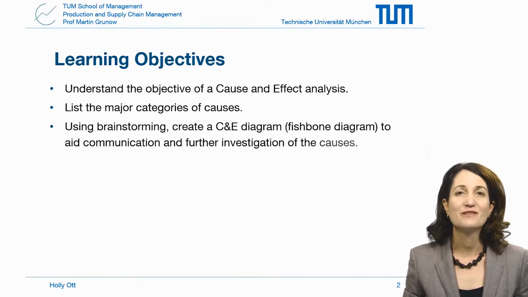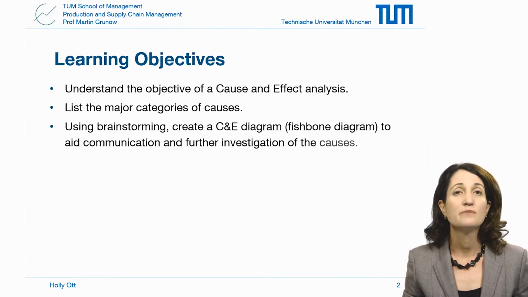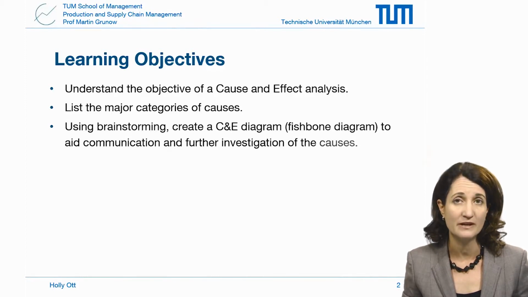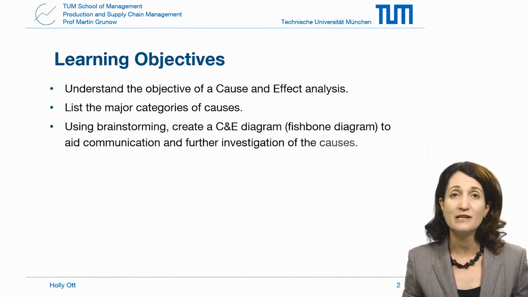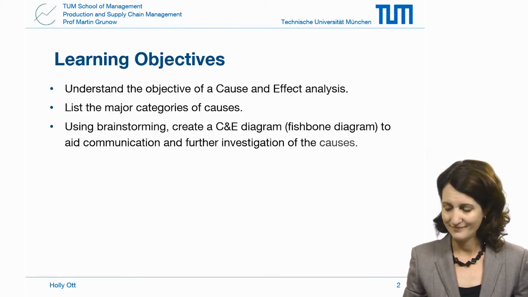The learning objectives for this session are to understand the objective of a cause and effect analysis in the context of the analyze phase in Six Sigma. We want to be able to list the major categories of causes used in a cause and effect analysis, and, using brainstorming, be able to create a C&E diagram, also known as the fishbone diagram, which will then help to aid communication and to aid further investigation of the causes. And at the end of this lecture, we added a slide briefly about brainstorming.